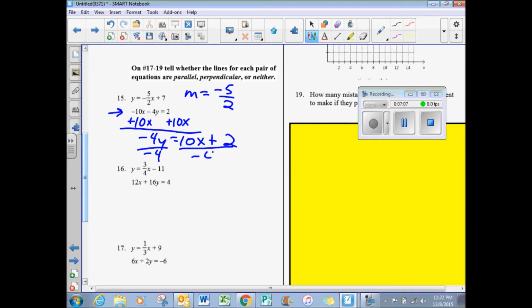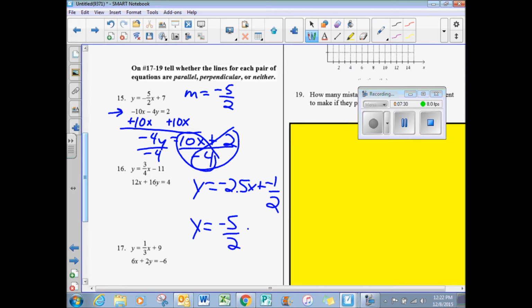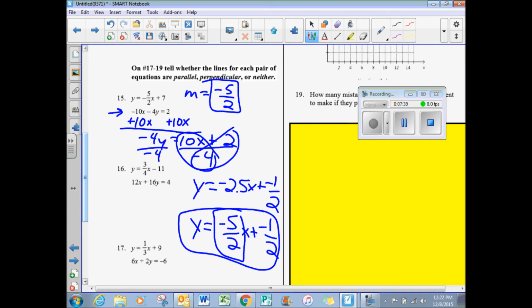So this is one thing I saw students make a mistake on this morning. They forgot that when you have a quantity divided by something, it's the whole quantity divided by that. So it's y equals 10 over negative 4, or negative 2.5x, plus negative 1/2. Or it could be negative 5/2 x, which is actually probably better, plus negative 1/2. But they're both right. Okay, so since they do have the same slope, they are parallel. Okay, so that one would be parallel. 15, parallel.